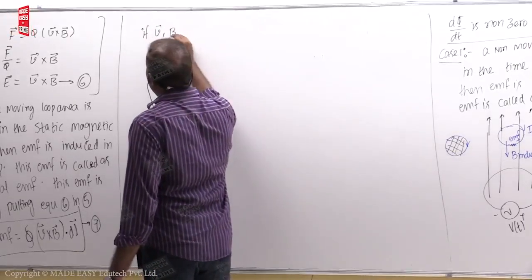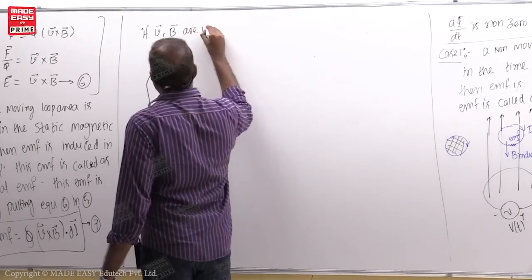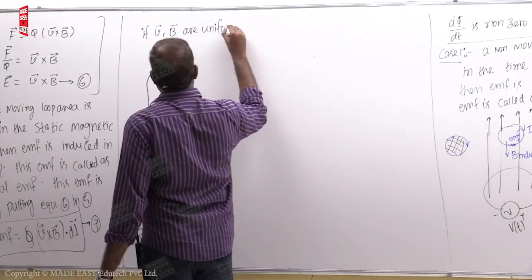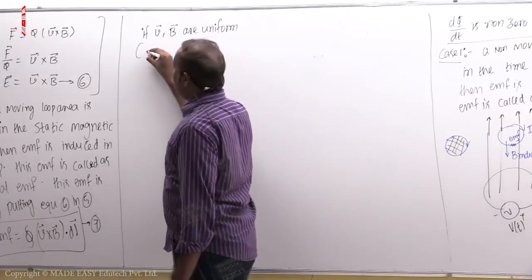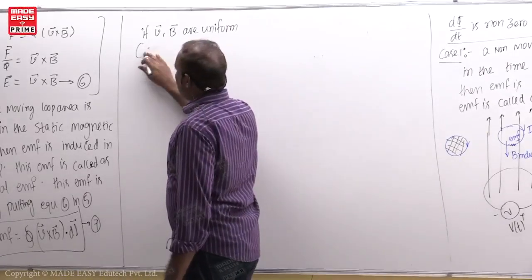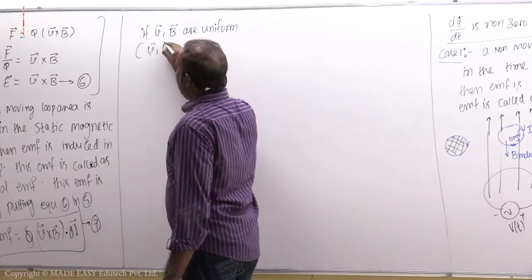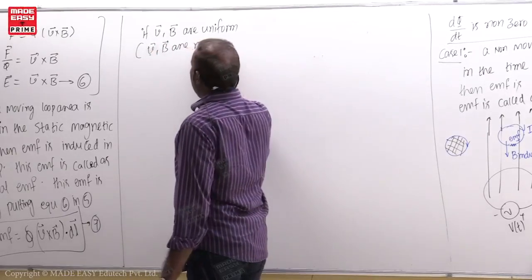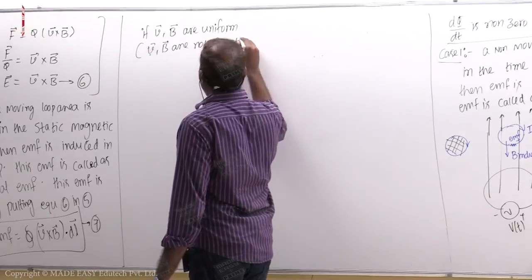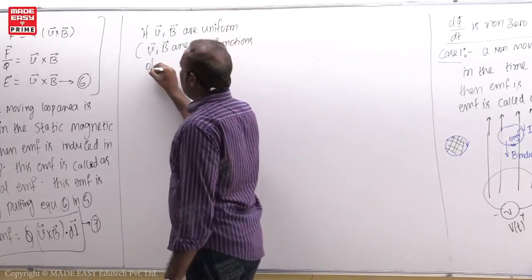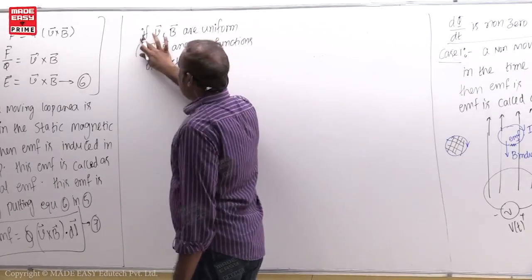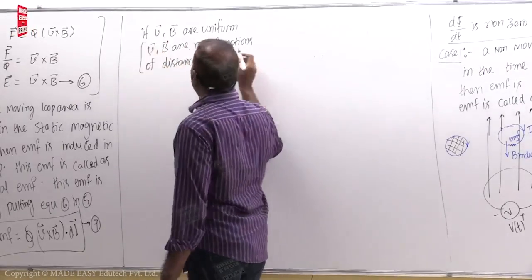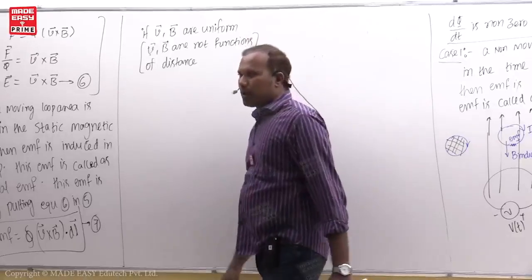V bar, B bar are uniform. Uniform means they are not functions of distance. Okay, that is the meaning. But they can be functions of time, no problem.